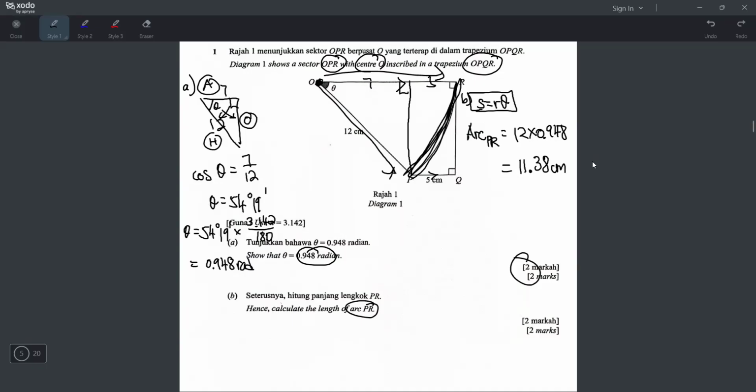Actually it's 11.377, so I round off. When you write it in four significant figures, it becomes 11.38. So yeah, that's how you do it. Okay, that's all.